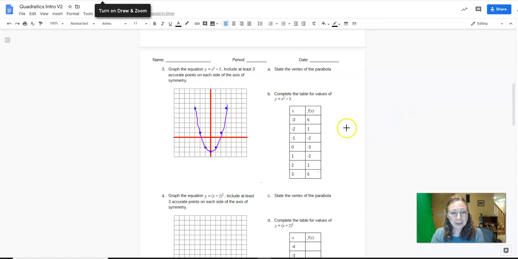I'll do mine while I pause, and then we'll compare answers. Okay, here's what I ended up with. In my function, I plugged in all of these values for x, and these are the outputs that I got in terms of f of x. Notice my output started going negative in this case, but I still had a very clear symmetry point.